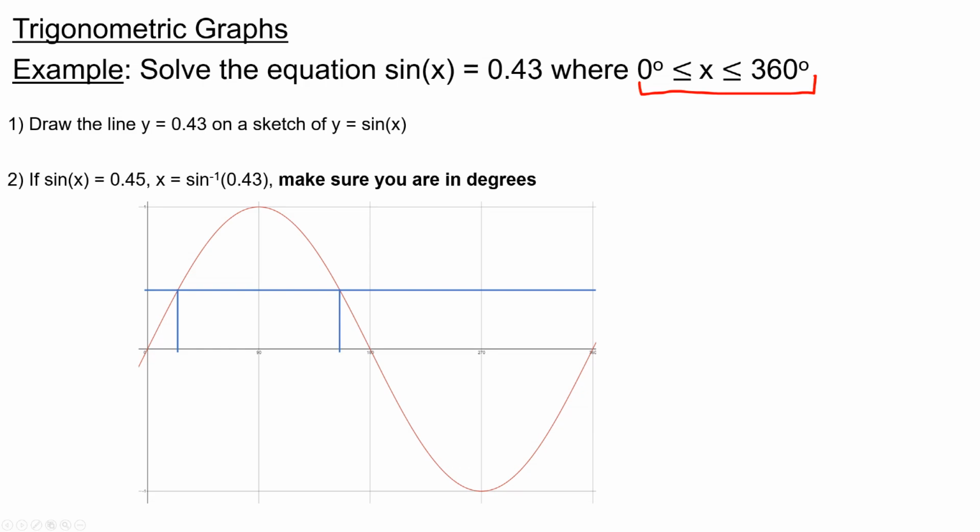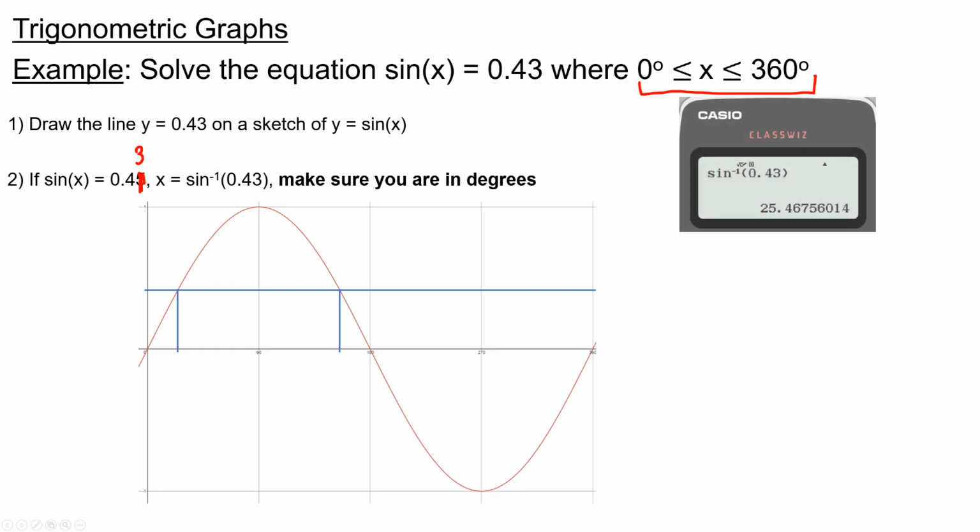What we need to do now is use our calculator. We need to press shift sine 0.43. What that will do is give us one of the solutions, and we can see what solution that is. We can see that one solution is to the left of 90 degrees and the other is to the right. So one solution is less than 90, so that must be the 25.47 degrees that our calculator is displaying.